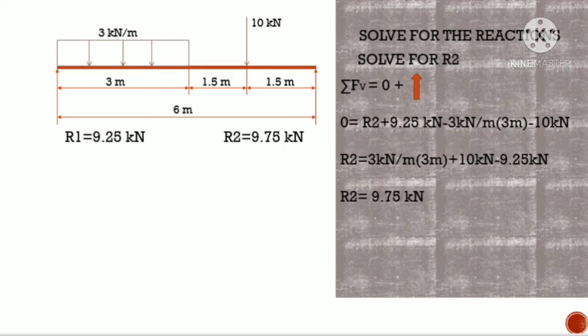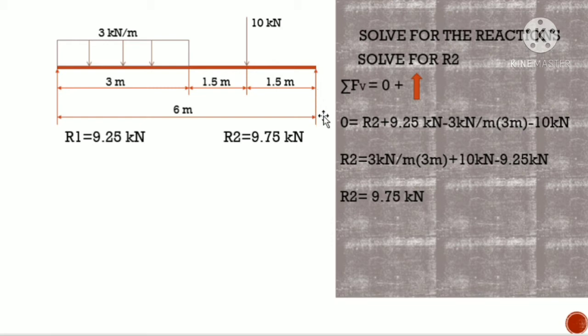So next, we're going to solve for R2. Since isa na lang ang unknown, pwede natin hindi gamitin yung summation moment and go directly sa summation forces. Since wala tayong horizontal forces, 0 siya. So vertical ang consideration. Summation forces vertical is equal to 0, positive upward. Unahin natin yung unknown, which is R2, kasi si R2 is upward force, so positive siya.